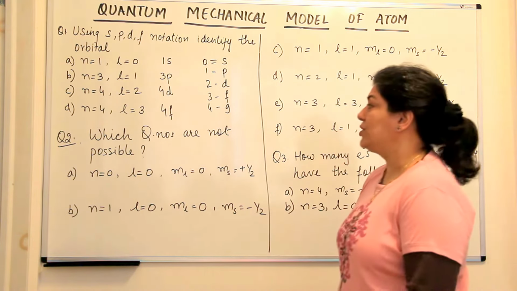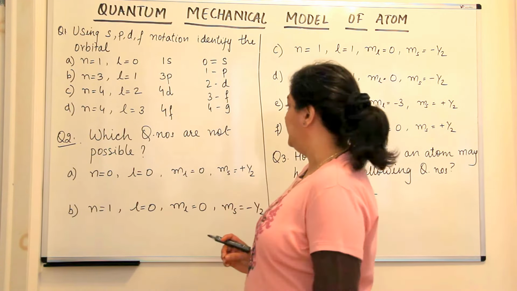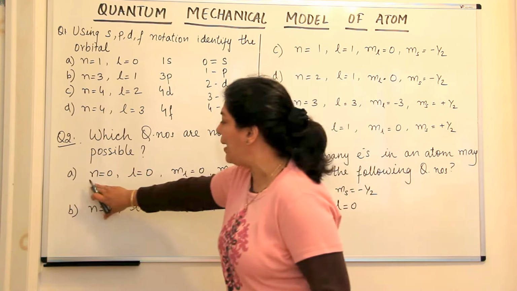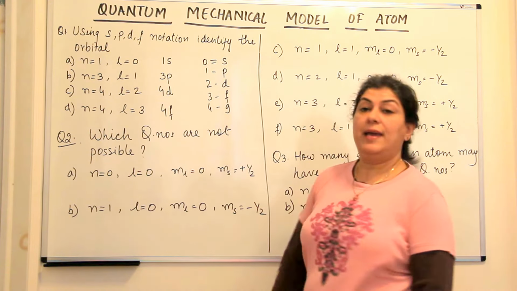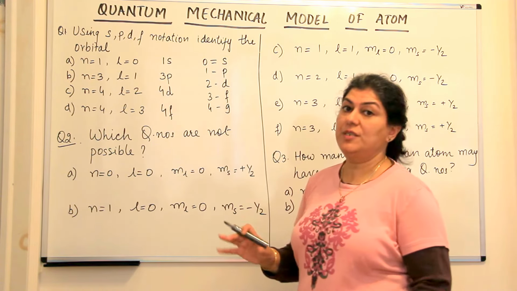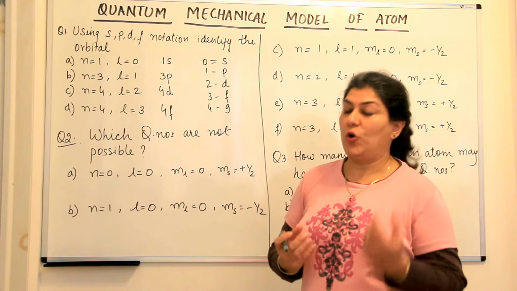Move on to the next question. Which quantum numbers are not possible? N is 0. We'll move stepwise. We've been given the value of N, L, M and S. That is, you've been given the values of all the 4 quantum numbers and we have to see if this set of quantum numbers is possible or not.